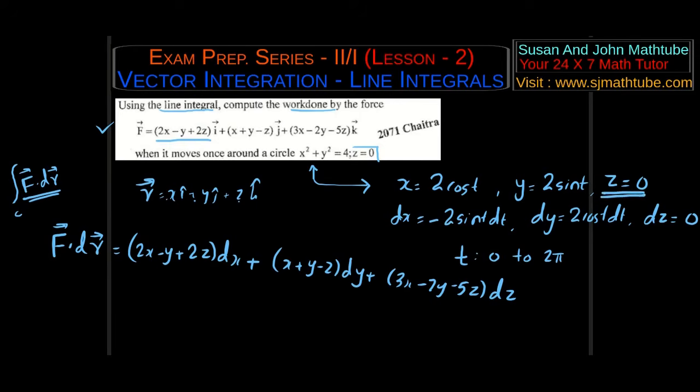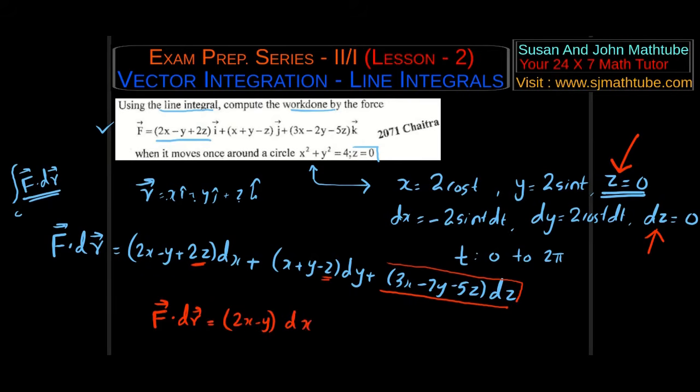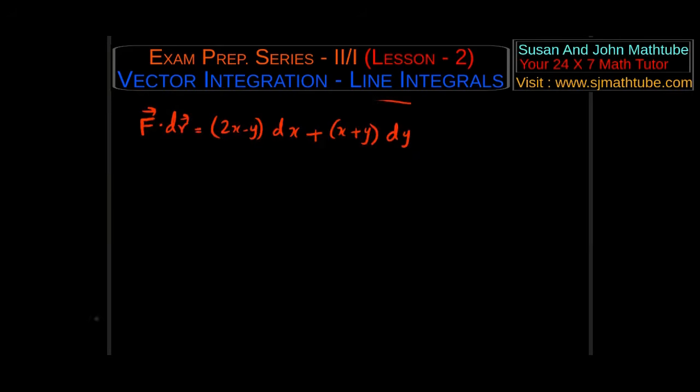But there are some good news. What is z equal to? Z is equal to 0. So dz is equal to 0. So this whole term is going to vanish. This whole term is going to become 0. And this will disappear as well as this. So finally, our f dot dr is going to be 2x minus y times dx plus x plus y times dy. That's it. Now we are ready for integration.